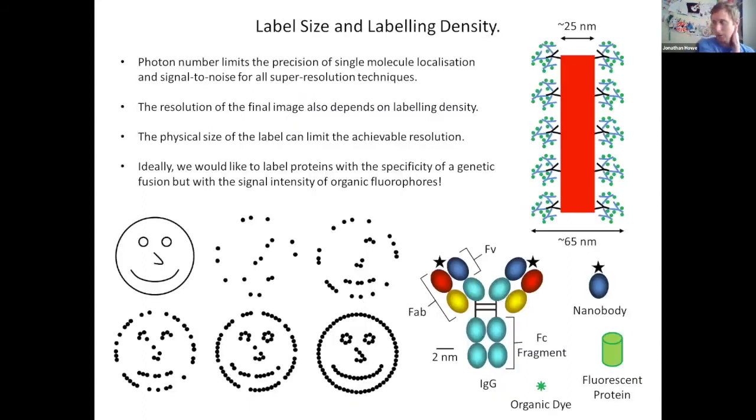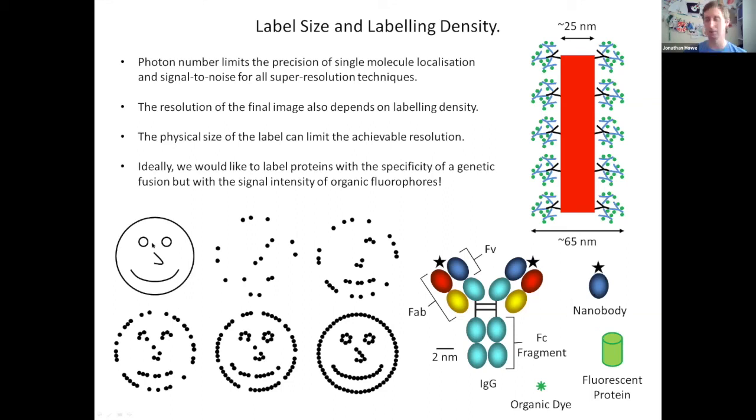So just to come back to this microtubule thing, I've told you that photon number is very important because it limits the precision of single molecule localization, but also signal to noise in all super resolution techniques. But the photon number is not the only thing that defines the resolution. It also depends on the labeling density. And this is explained by this smiley face in the bottom left corner.